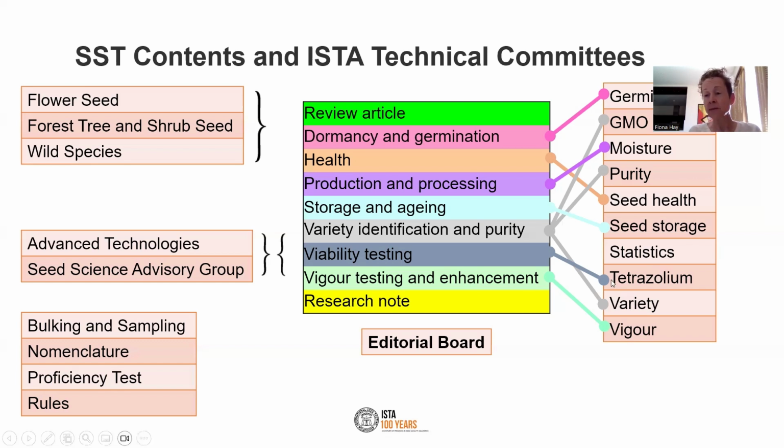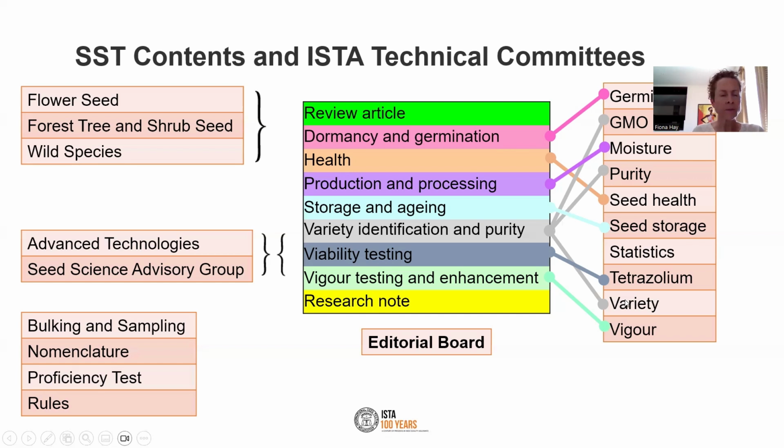Viability testing contributes to the work of the Tetrazolium Committee. Viability testing isn't necessarily limited to tetrazolium. That's where quite a lot of our papers are, and they might be feeding in there. Statistics is actually almost coming the other way. Statistics are applied in different ways. We do have some papers published which are to do with the statistics of seed testing, but that's not so common. So these are just some examples where the science is very much linked to the work of the technical committees of ISTA.